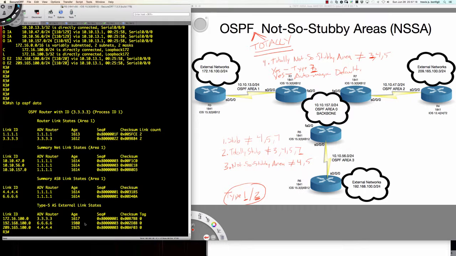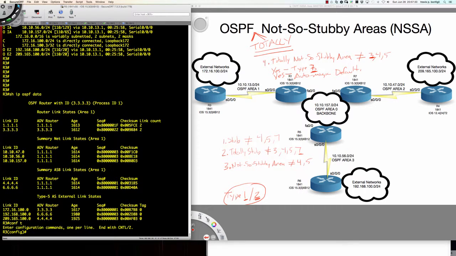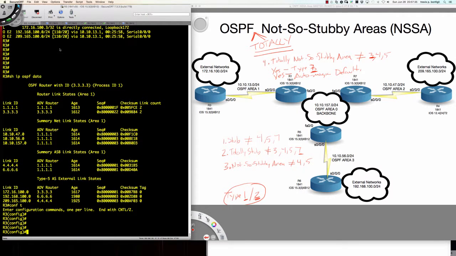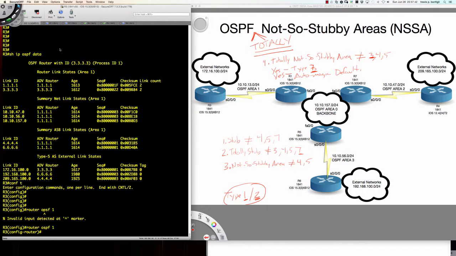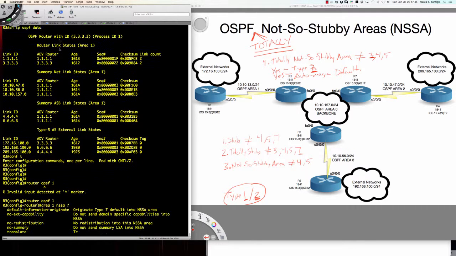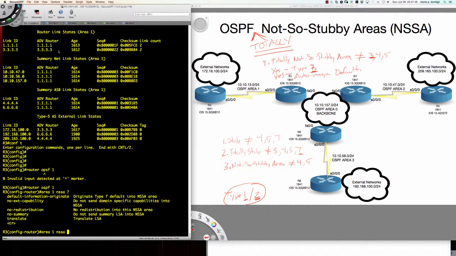But now we're going to introduce stub area types. Right out of the gate, we're going to jump in to setting router 3 and router 1 up as a totally not so stubby area. So I'm going to go into global config mode here, and we're going to go router OSPF 1, and I'm simply going to say area 1 NSSA, and let's do a question mark here. What do you think it's going to be?